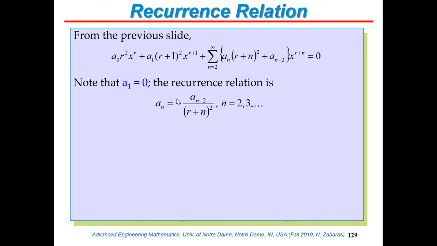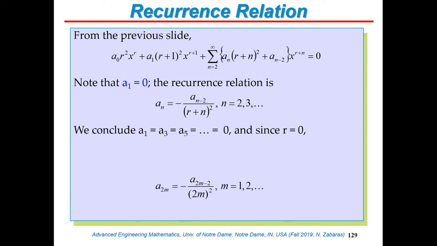So if a1 equals 0, notice that a3 will be minus a1 divided by this term, so a3 will be 0. And then a5 will be 0. So all the odd terms will be 0 when r equals 0. So we can concentrate only on the even terms and write this recurrence relation the way that you see here.